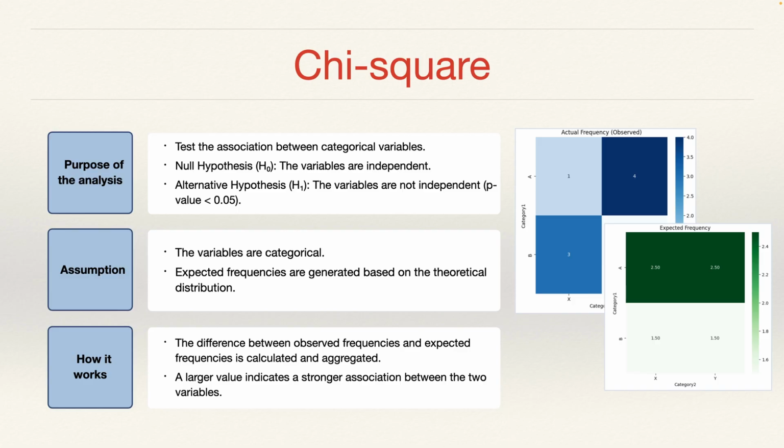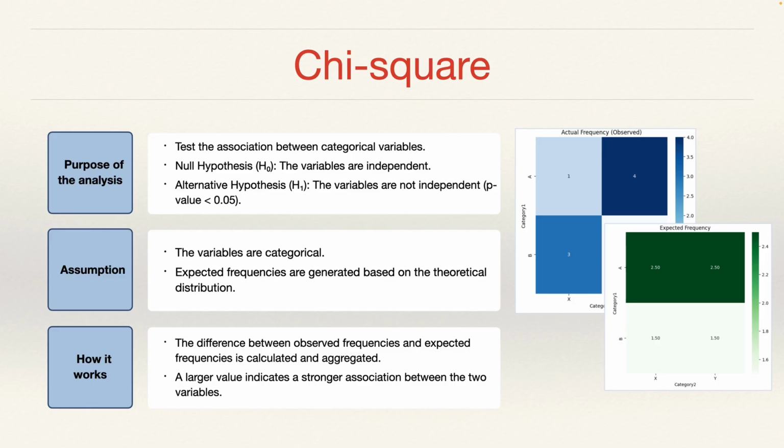Now let's talk about the chi-square test, which is suitable for categorical variables. Here, the null hypothesis is that the variables are independent. And the alternative hypothesis is that they're not. To check this, we first construct a table as if the variables were independent. This is the expected frequency. This is the table that you see on the right side, and it's in the front.